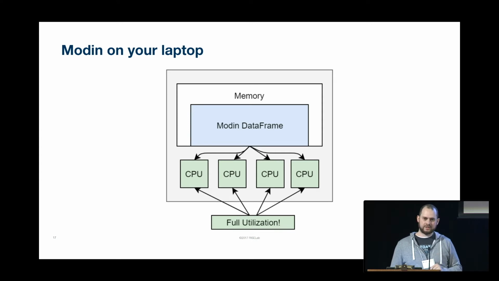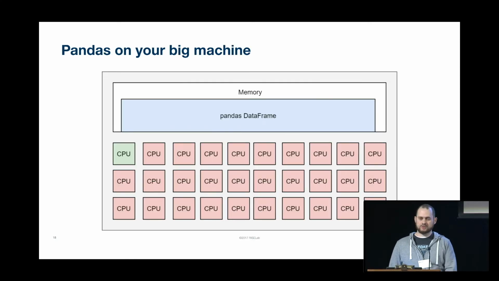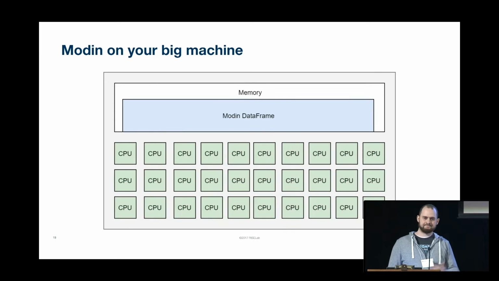So you may think, oh, okay, well, 4 cores is not that much. Maybe it's an extra few milliseconds on my computation. But whenever you want to start working with larger data on a large machine, this problem gets much, much more significant, because the Modin data frame is going to be able to use all of these cores.